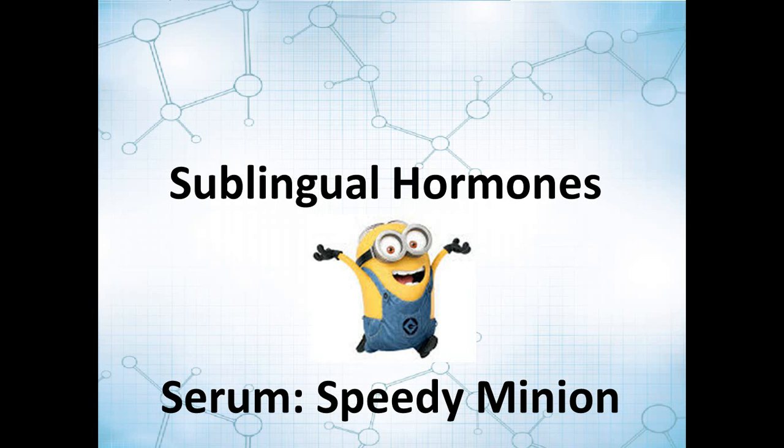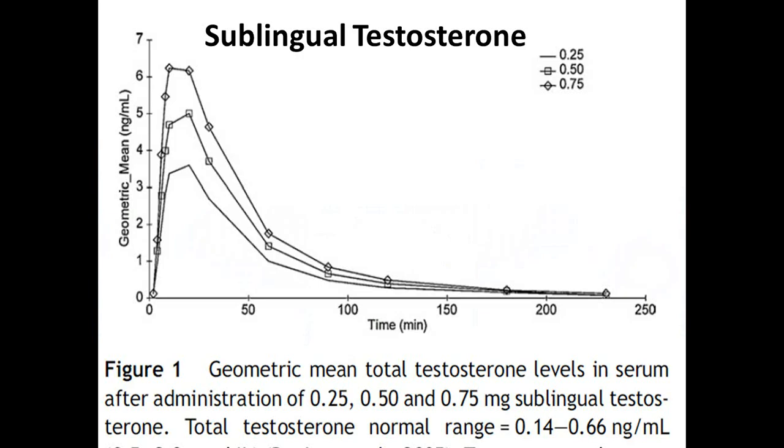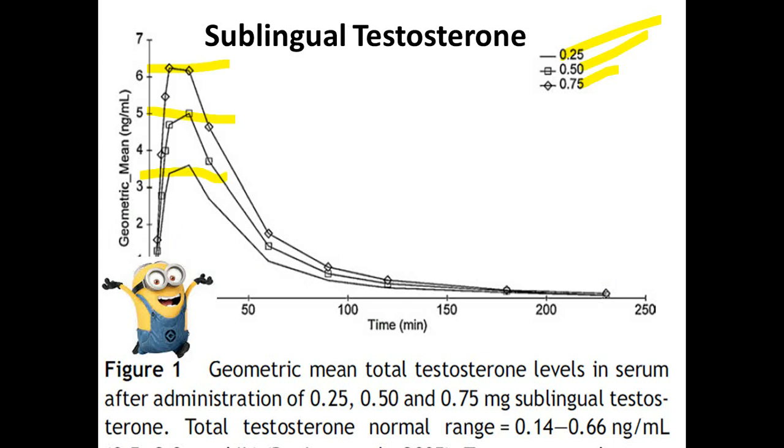So if you start with blood testing, serum, plasma, the issue here is the speed of the hormone. If we look at this study, they used increasing levels of testosterone, and yes, they got increasing blood levels of testosterone, but look how fast it's moving. By even 2 hours, there's really no difference between the three doses, and by 3 hours, you're easily back at baseline.